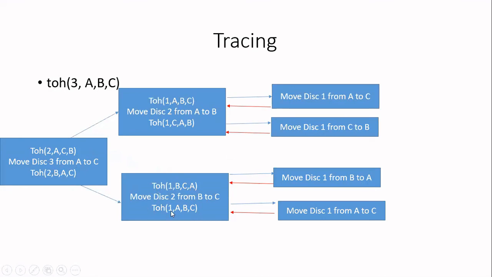Then in this, again n is 1, so the base case is reached. So move disk 1 from source to destination. Source is A here and destination is C. So write it. Now, how do you have to write the output? If I give you a tree structure like this, how do you have to write the output? That is very, very important.